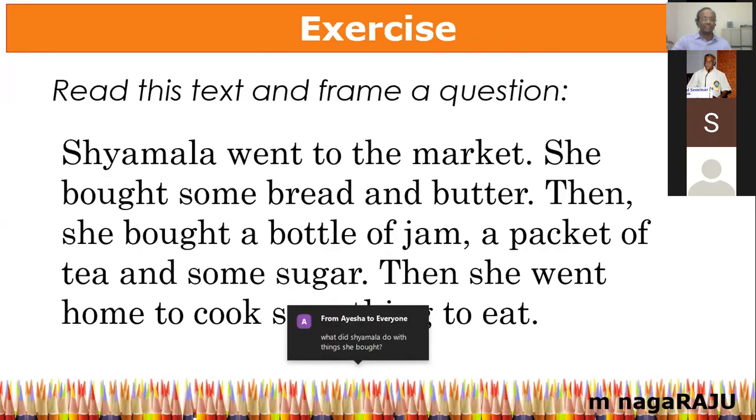What did Shyamala do with what she bought? What do you think Shyamala is going to cook? Wow, that's a good question. Who went to the market? What did she buy from the market? Which market did she go to? What did Shyamala buy? Very, very good. Wonderful. Is it important to go to the market? All right.